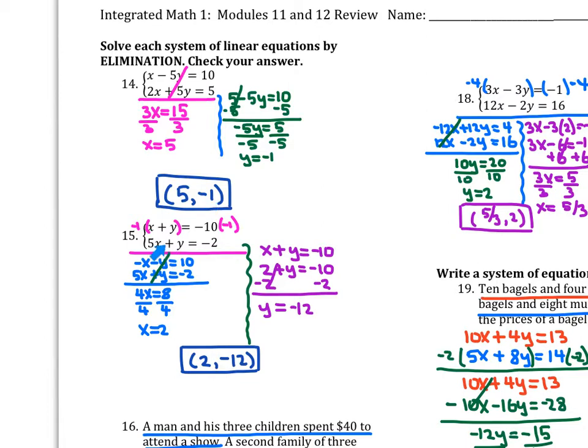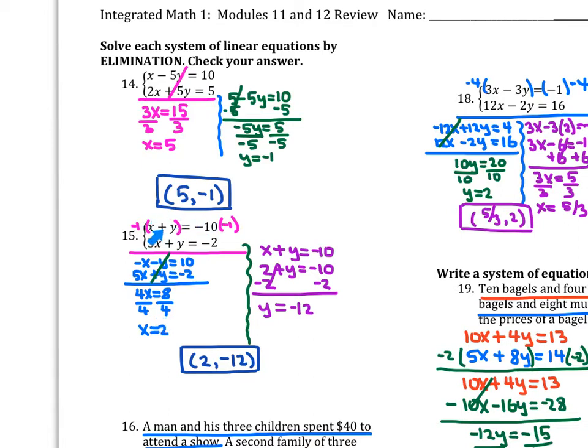On number 15, nothing is canceling, so I'm going to choose the y here, and I'm going to multiply everything by negative 1 so that I can cancel. This y here will change into a negative y, but the x also changes to a negative, and the negative 10 changes to a positive 10. That'll cause the y's to cancel. x will be 2.